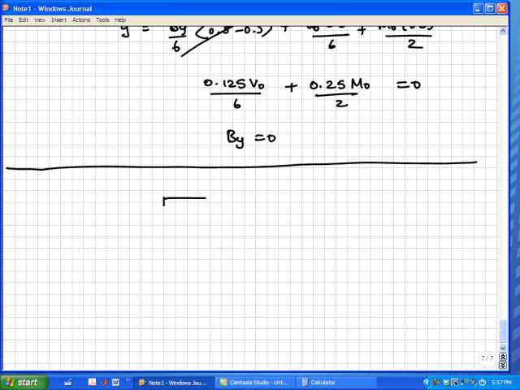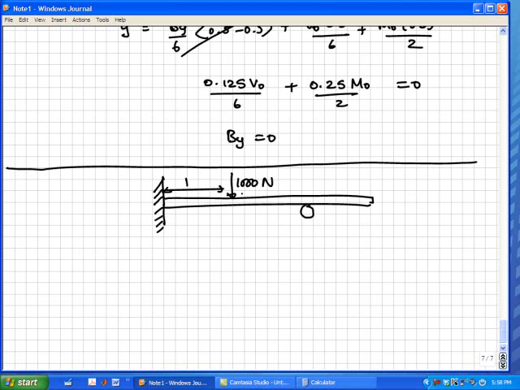So I have a beam with a nice little overhang. Built-in beam. And I have a propped up setup here, and I have 1000 pounds here, 1000 newtons here. This is 1, this is 1, that's 1.